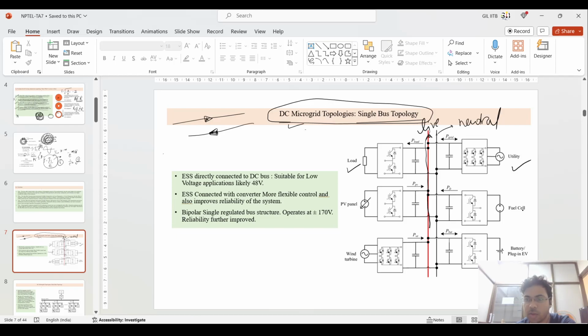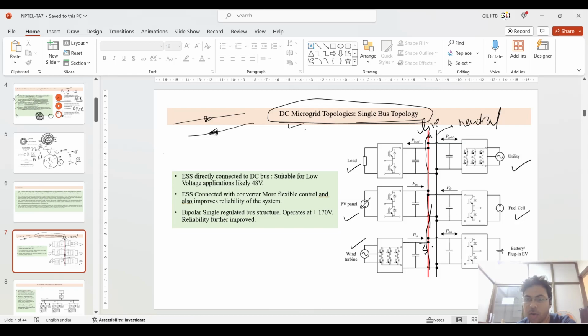The utility is also connected, the fuel cell is also connected, PV panel, wind turbine, and battery. All are connected to a single bus. But the problem with this single bus is such that if there is a fault, suppose there is a fault at the PV turbine, so what will happen?